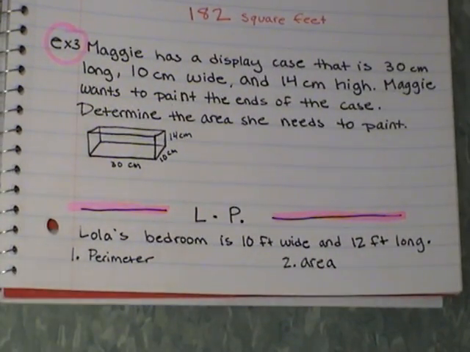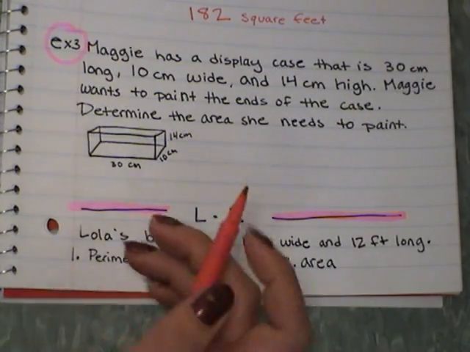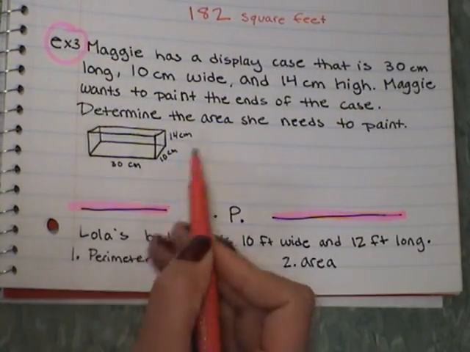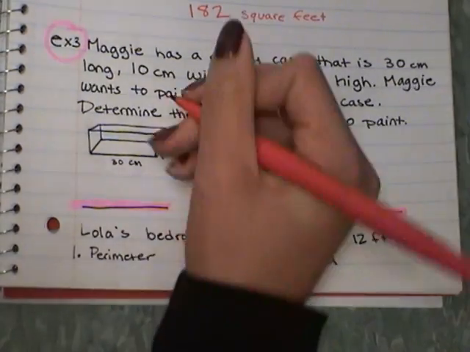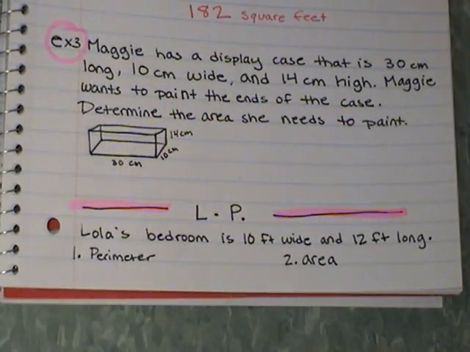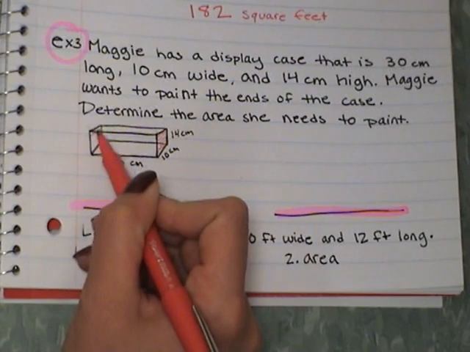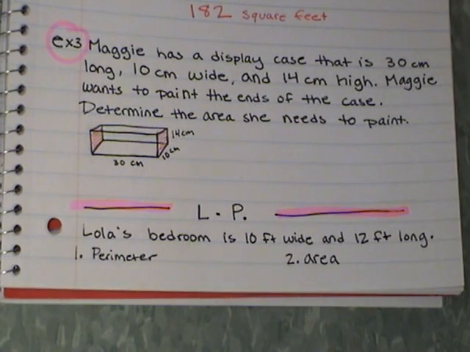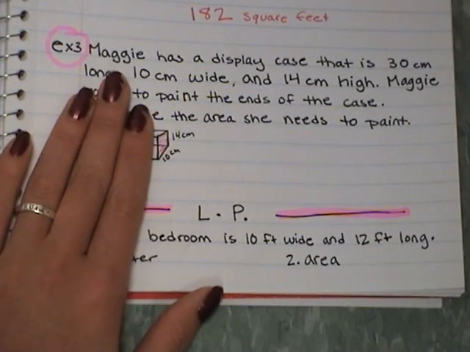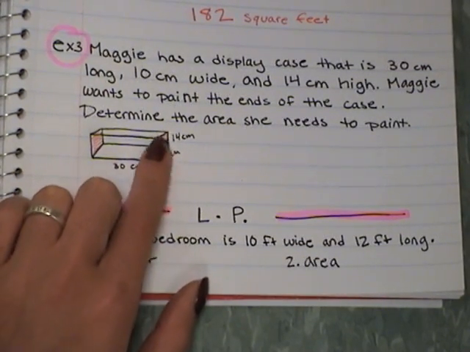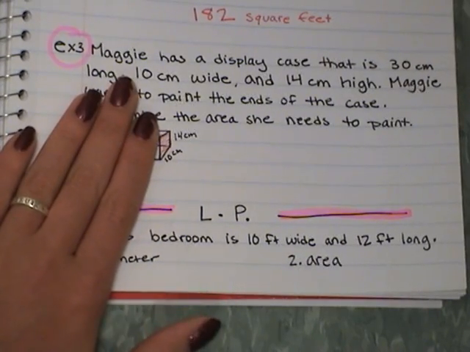Alright, here we go. Maggie has a display case that is 30 centimeters long, 10 centimeters wide, and 14 centimeters high. So I have 30 centimeters long, 10 centimeters wide, and 14 centimeters. This is going up high. Maggie wants to paint the ends of the case. So she wants to paint right here, and she wants to paint right here. Determine the area that she needs to paint. Okay, so first, what I'm going to do is find the area of just one of these squares. What's all inside? That's what I'm going to find. So go ahead and try and find the area of just one square.